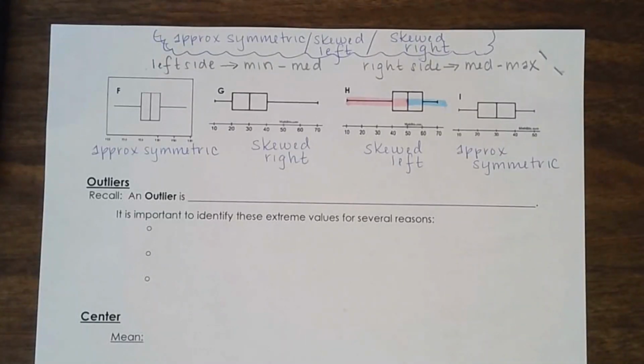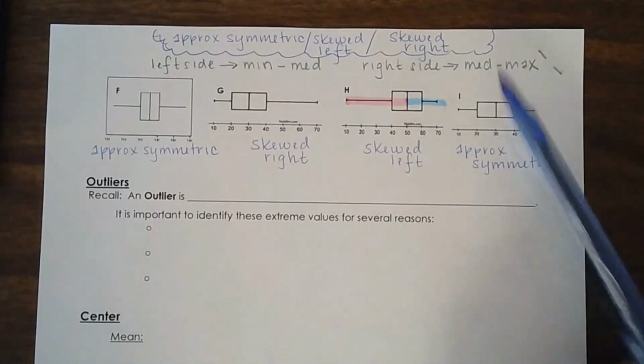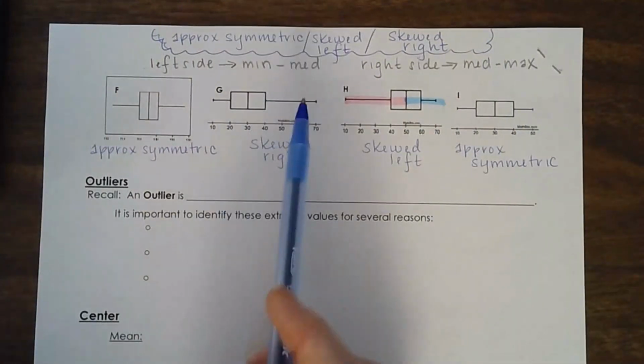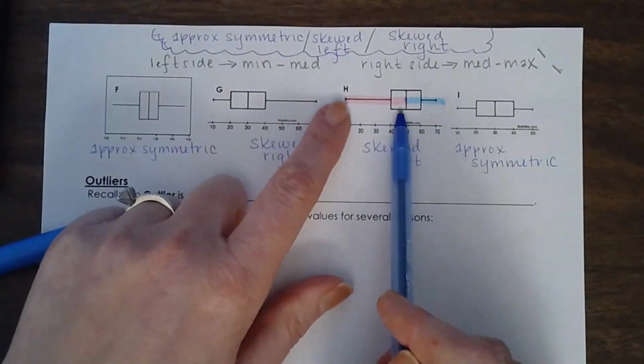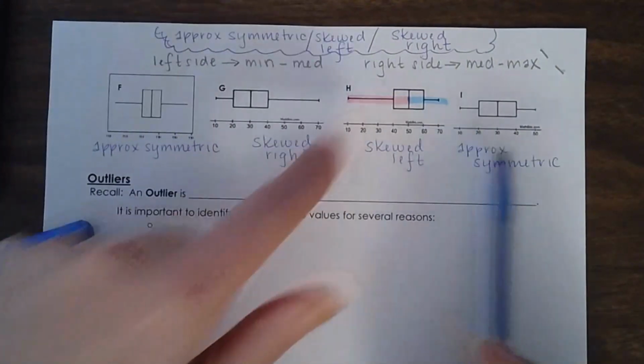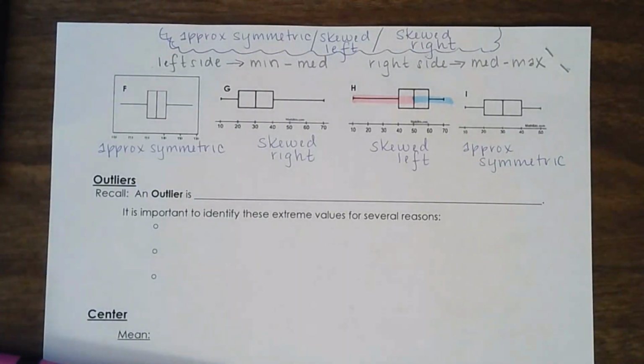Okay, so there's G, H, and I. G is skewed right. Okay, the right side is more stretched out than the left. H is skewed left. The left side is more stretched out than the right. I is approximately symmetric. So that was shape, okay?